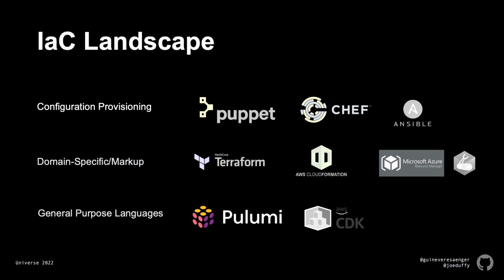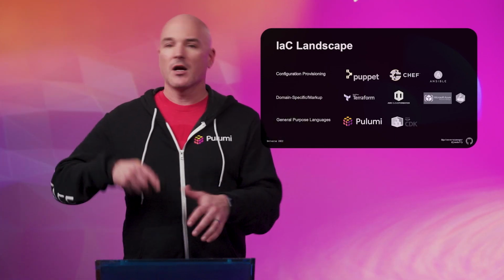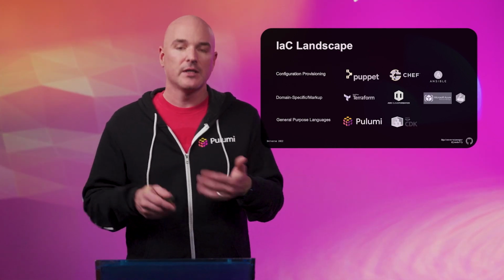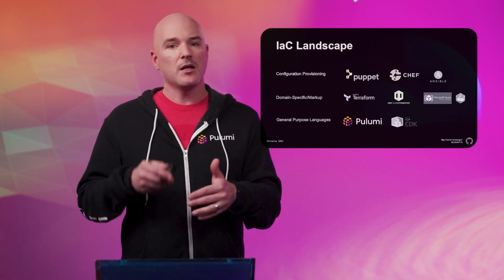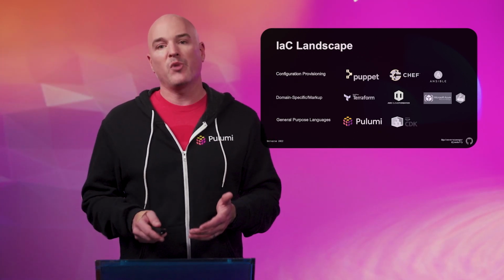Every cloud also has their own. So AWS has CloudFormation, Microsoft has Azure Resource Manager templates, ARM templates, and recently introduced a new language called Bicep. And that's in the domain-specific realm, where you're using a custom-built language that's tailored to infrastructure as code specifically, which can become limiting, and the current era of cloud architectures tend to be much more complicated.